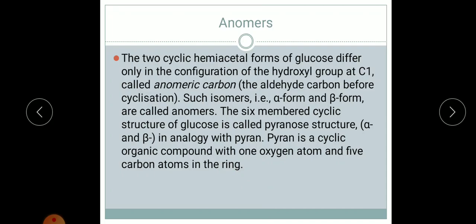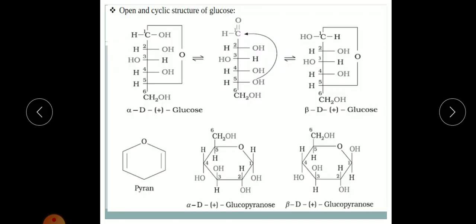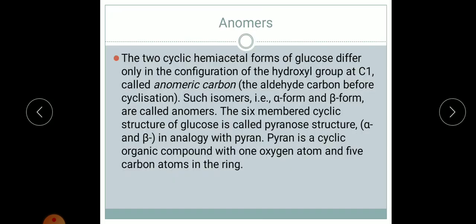So now today's assignment will be, I think, assignment number 4. You'll draw the open and cyclic structure of glucose, even the alpha D and beta D glucose, and alpha D glucopyranose and beta D glucopyranose in your copy. That will be question number 1. The second question will be: what are anomers? So you have only 2 questions for today's assignment. Please do that and send it to my mail.